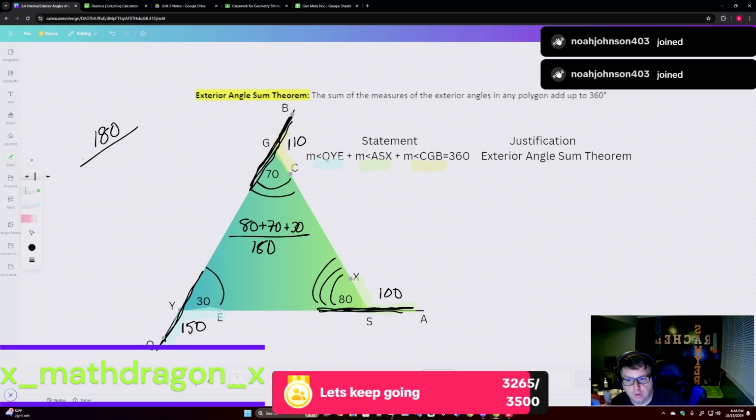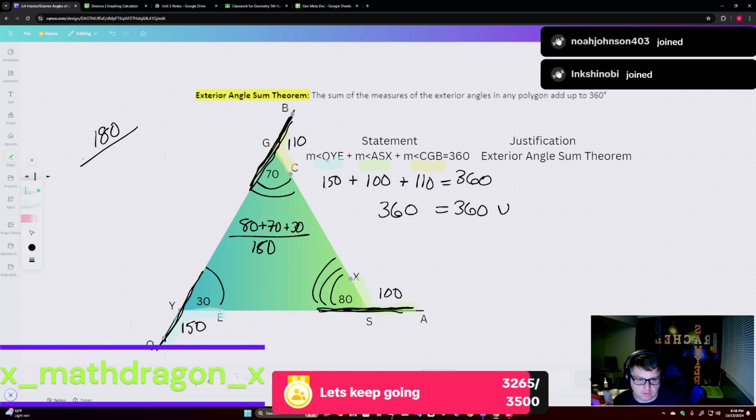Now, if I do 150 plus 100 plus 110, is it going to equal 360? Well, I have 1, 2, I got 300. That's good. 50 plus 10 is 60. So the math checks out. Sorry, that was a check mark. So we're good. So the exterior angle theorem does work, even though we proved it and showed it with numbers. But just so you understand that this is a real thing. So the exterior angle is the sum of the two angles.